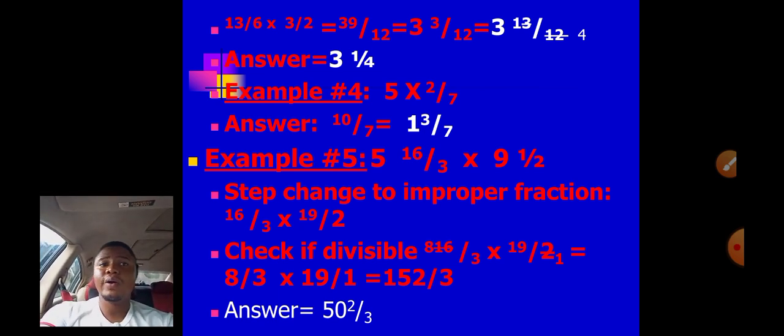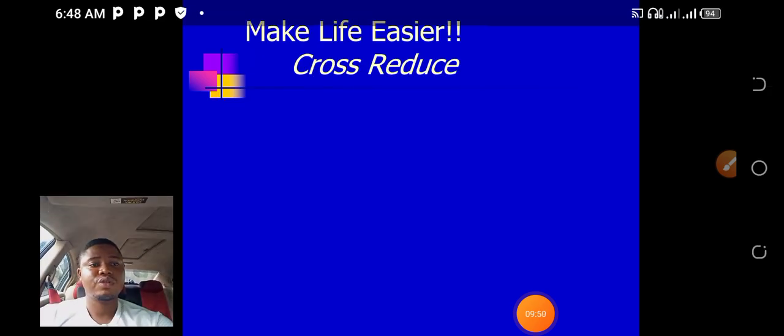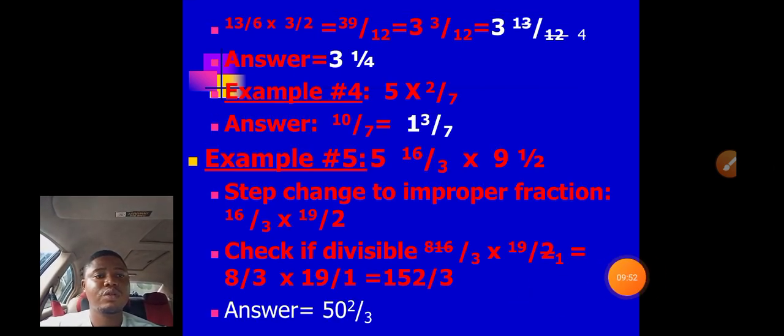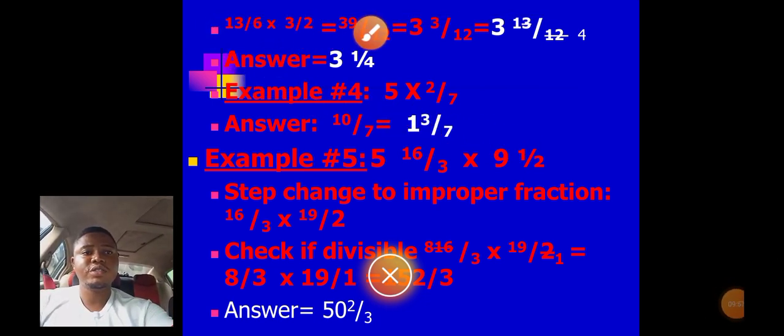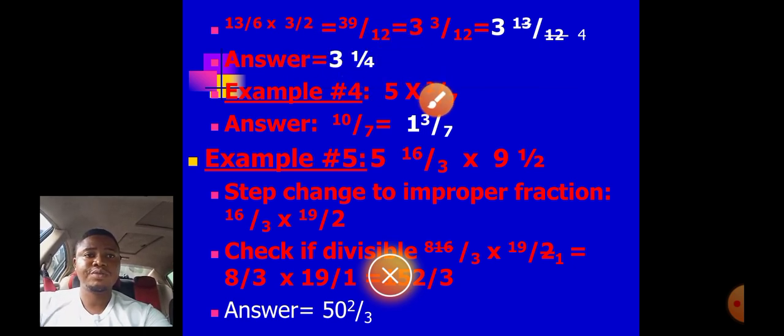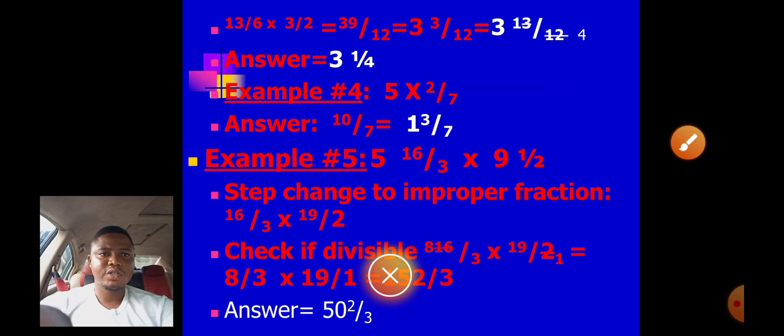Then multiply our numerators. 13 times 3 gives us 39. 6 times 2 gives us 12. That is equal to 39 over 12. Oh, 39 over 12 is an improper fraction again. So we have 3 whole number. How many 12 can we see in 39? 3. Why? Because 12 times 3 is 36.